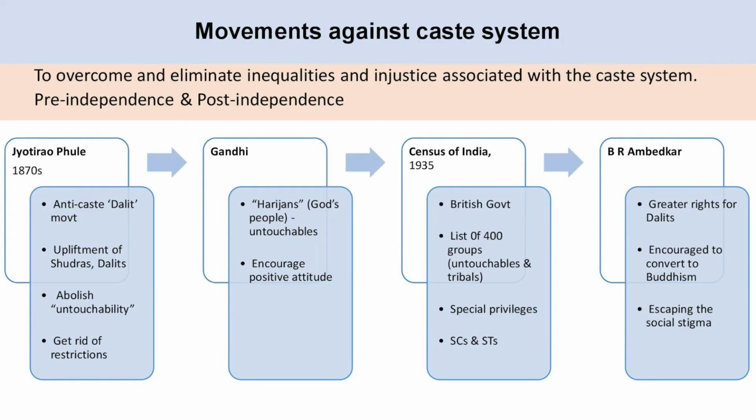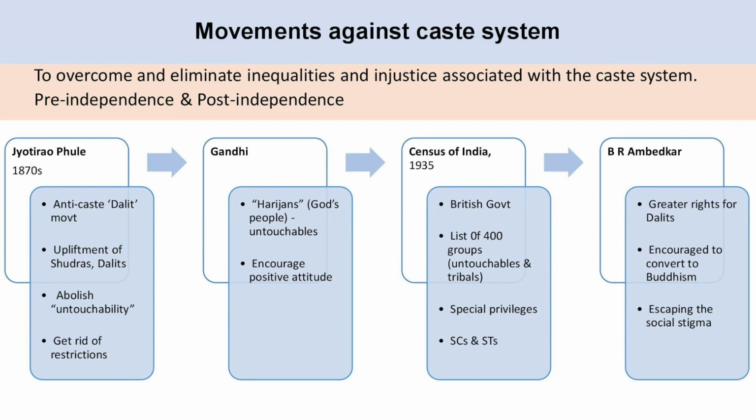So in the 1870s, an anti-caste Dalit movement began with Jyotirao Phule, and he started a movement for education and upliftment of Shudras, Dalits, and women. This movement spread to many parts of India. He also worked to abolish the idea of untouchability, which meant getting rid of restrictions on entry into temples and finding a place for Dalits within Hinduism.